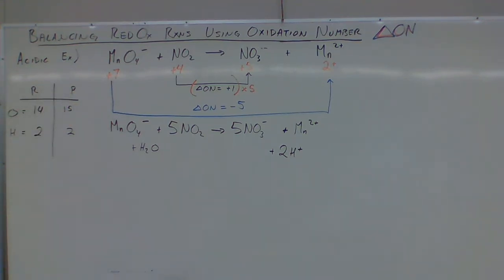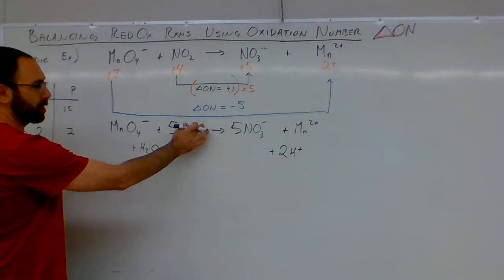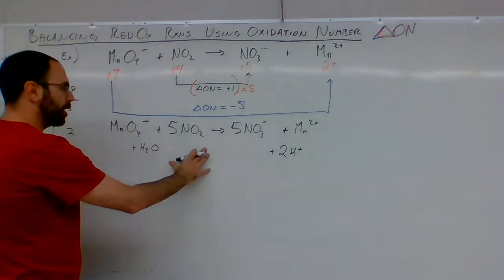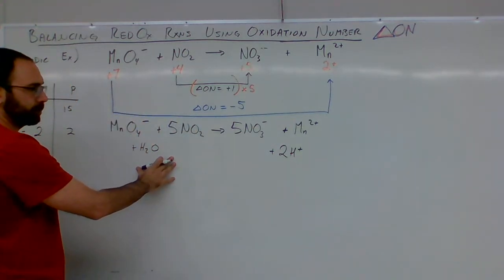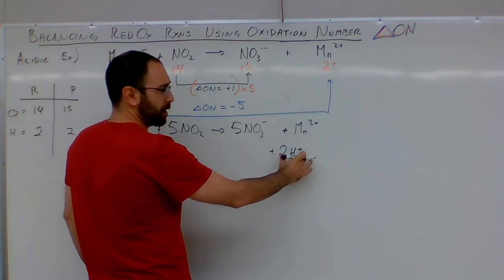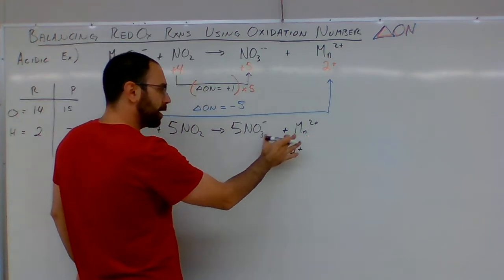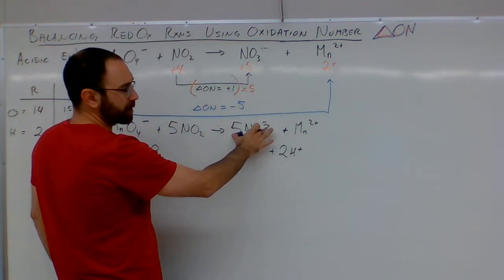The last thing we want to do is take a look at balancing out the charges. So I can take a look at this side here. I've got a -1, 0, and 0. So I have a charge of -1 on this side. If I look over here, I've got 2 H plus and an Mn2 plus. So I've got a 4 plus and I've got a 5 times a -1.